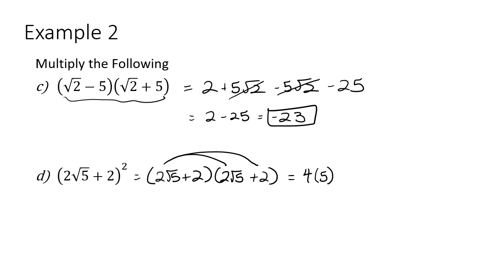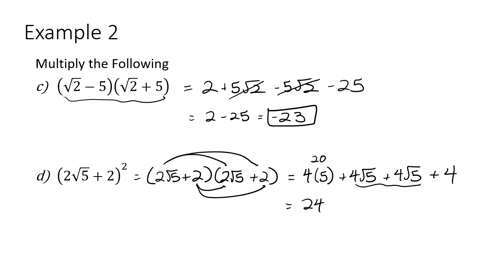2 square roots of 5 times a positive 2 would just give us 4 square roots of 5. Another 4 square roots of 5, and then 2 times 2 would give us 4. And so this is 20 plus 4, or 24, plus 8 square roots of 5.